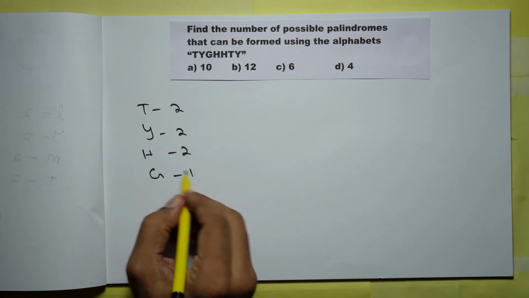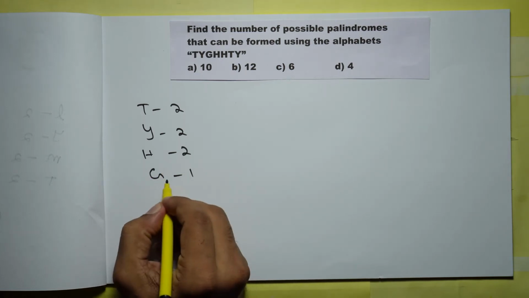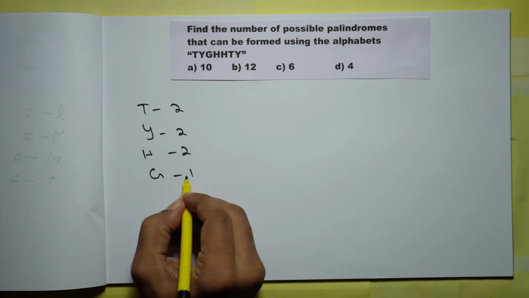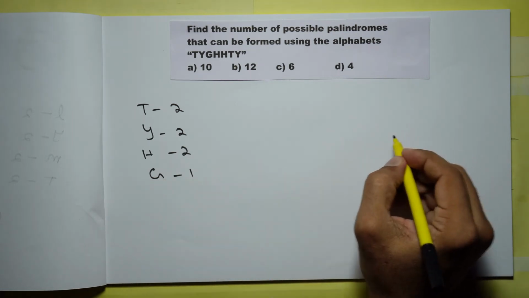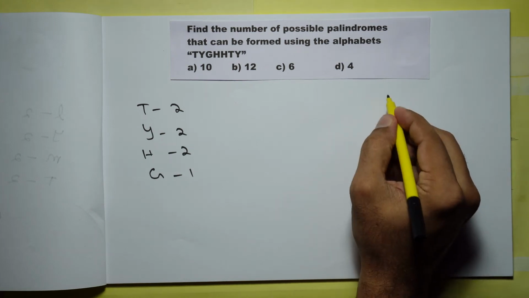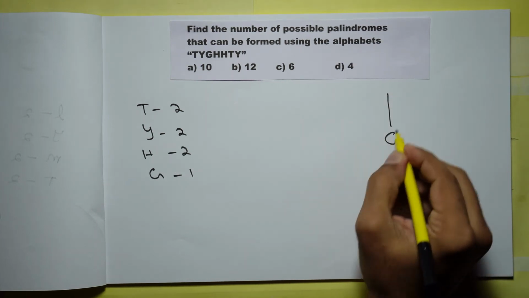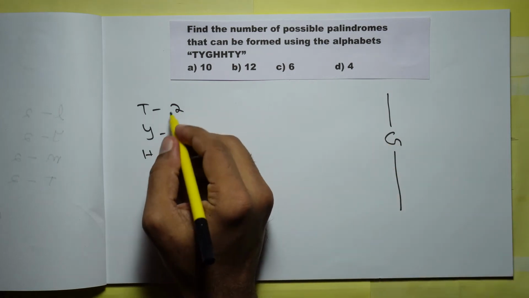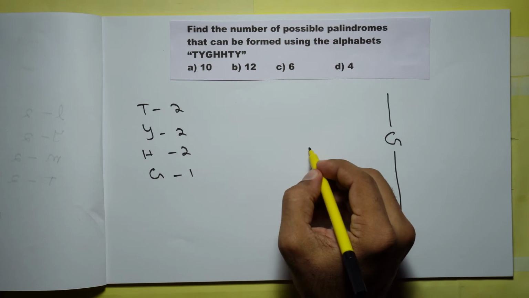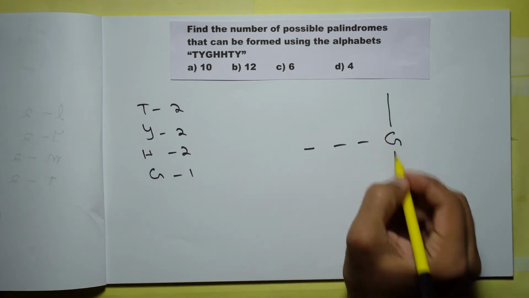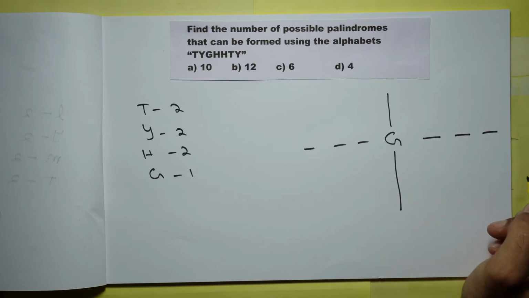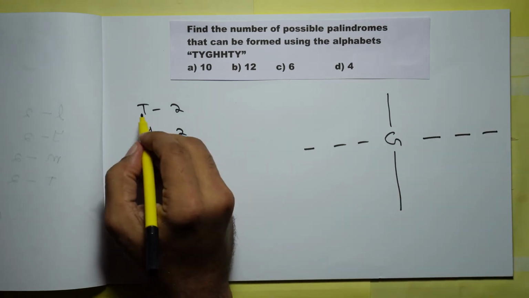Now when you have an odd number of a particular alphabet, that alphabet should be in the middle. Here only 1 G is there, you have an odd number of G's, so G should be in the middle, and the middle line should pass through this middle alphabet, that is G. Remaining 6 alphabets are there. So there will be 3 spaces here on this side of the line and 3 spaces here on the other side of the line.